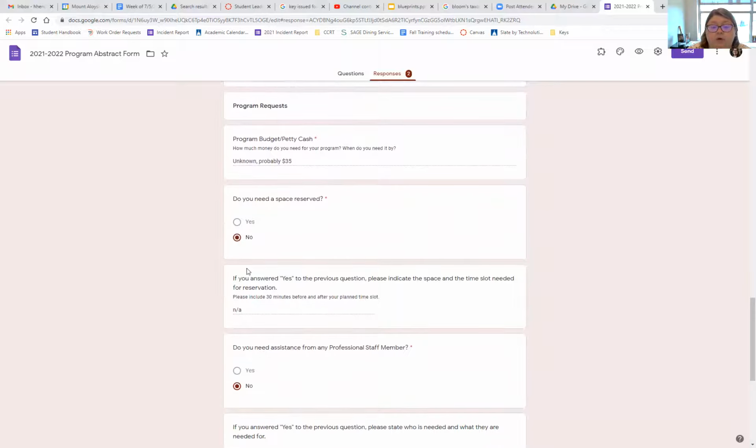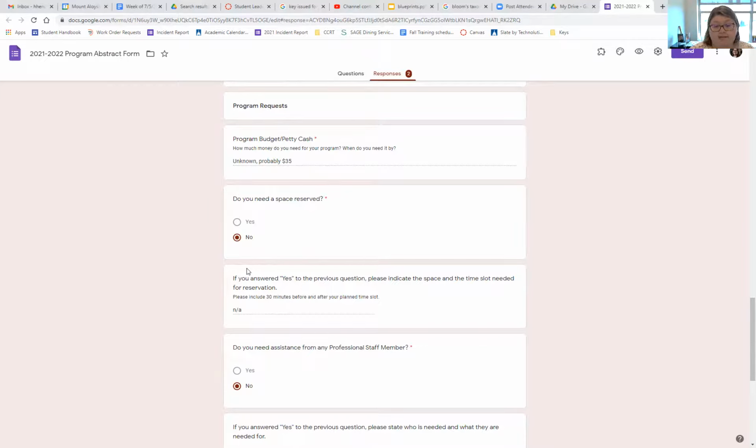And then when you're continuing to fill out your programming form, there will be specific requests that may align with the planning and facilitation of your program. For example, the budget that you would need. So the question stands, how much money do you need for your program? When do you need it by? And for this form, I said unknown, probably $35.